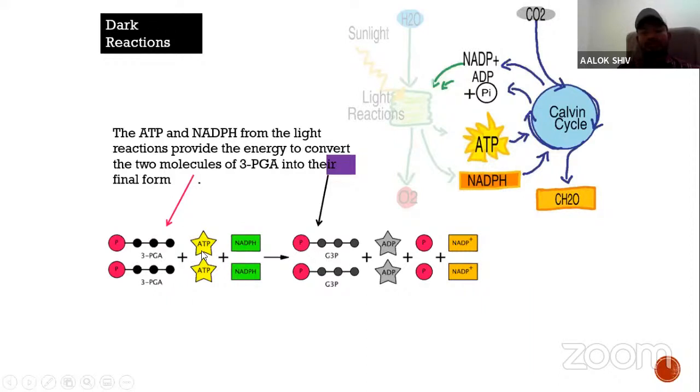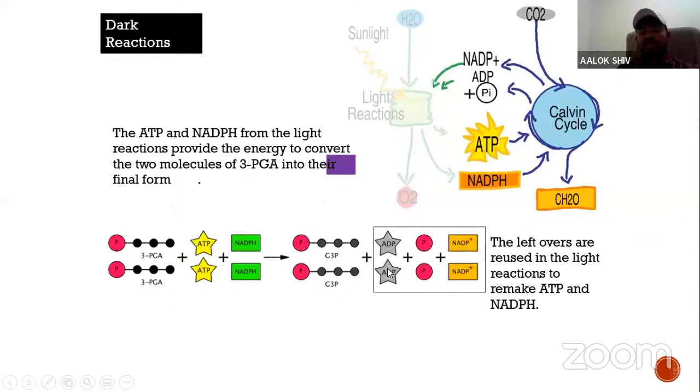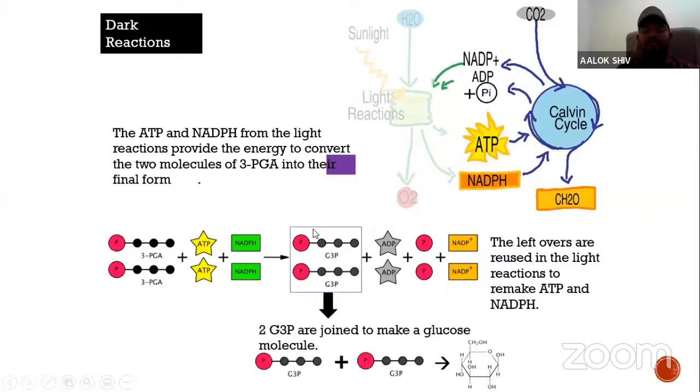And what happens when this energy from ATP and NADPH is utilized? Again, this will become the byproduct: ADP, inorganic phosphate, and NADP. Again these molecules, ADP and NADP, will be utilized in the light reaction to convert them into ATP and NADPH, which is our energy currency. What happens next is these two G3P molecules join and form a glucose molecule. That is our requirement.